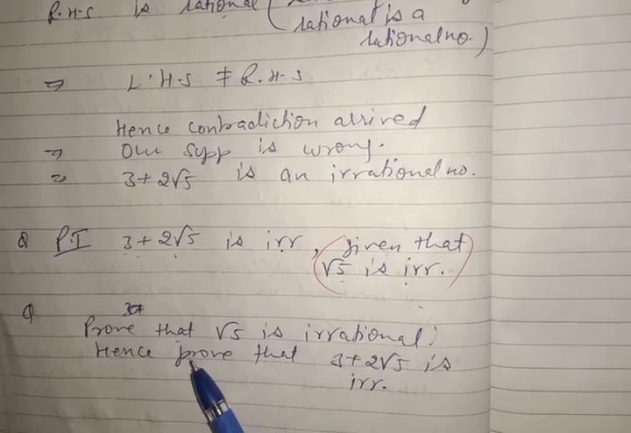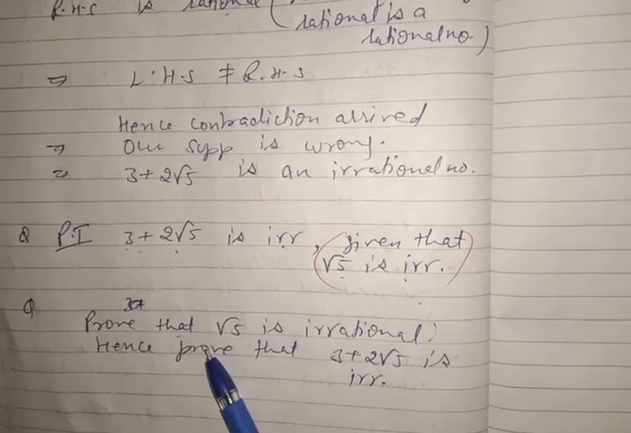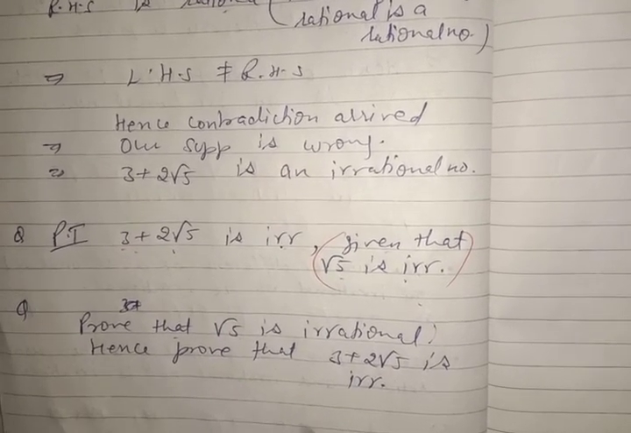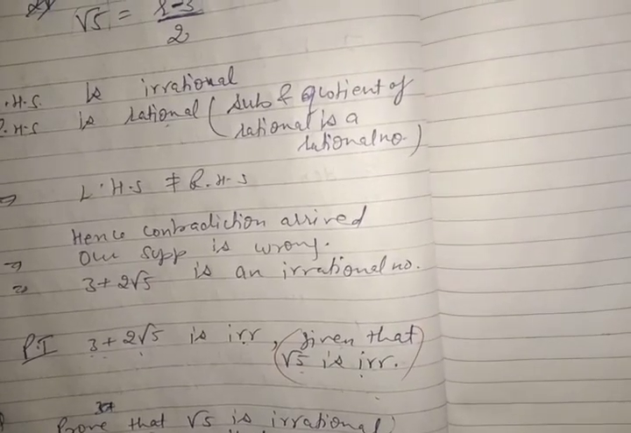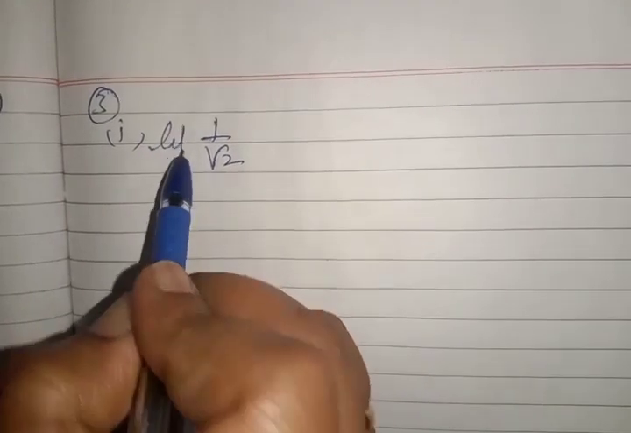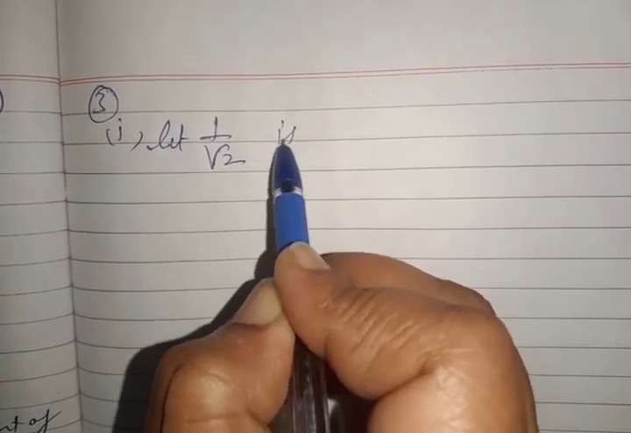The way the question can be asked in the exam, that I told you. Okay, and on the same lines you can do the third question, third part. Now I am telling you the third question, first part. It says 1 by root 2 is irrational. So again I will suppose, let 1 by root 2 be rational.